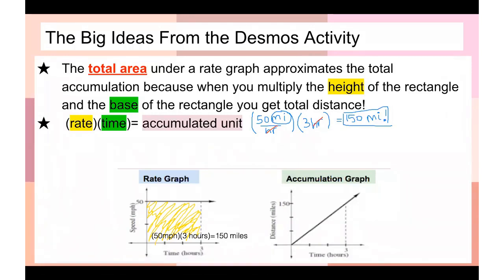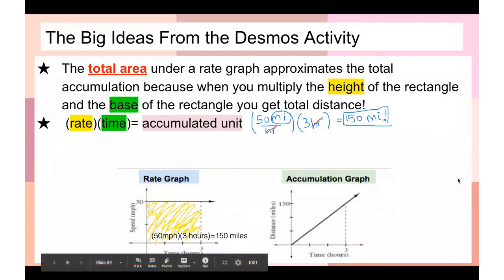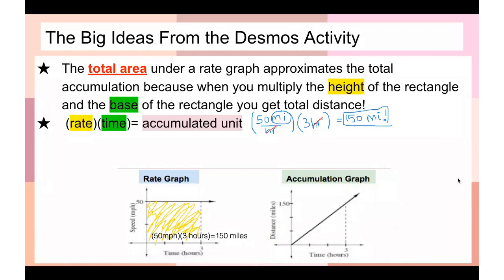Now let's get to the third. Like I said, I really like that poster that one group did, right? Because in the end, it told us how accumulation is also related to rate, right?